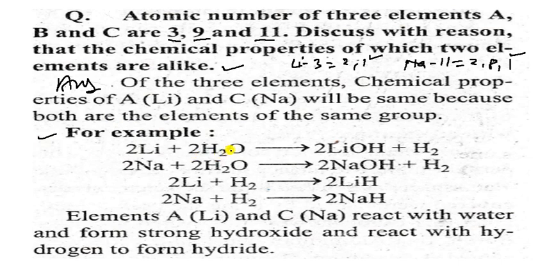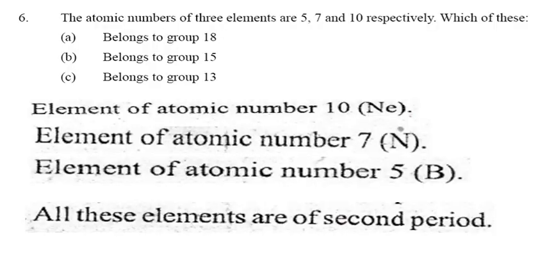For example, lithium reacts with water, it gives lithium hydroxide and hydrogen gas. And when sodium reacts with water, it gives sodium hydroxide and hydrogen gas. When lithium reacts with hydrogen, it gives lithium hydride. And when sodium reacts with hydrogen, it gives sodium hydride. So elements lithium and sodium react with water and form strong hydroxides and react with hydrogen to form hydrides. So this is the reason they are kept in the same group. So let us see the next question.